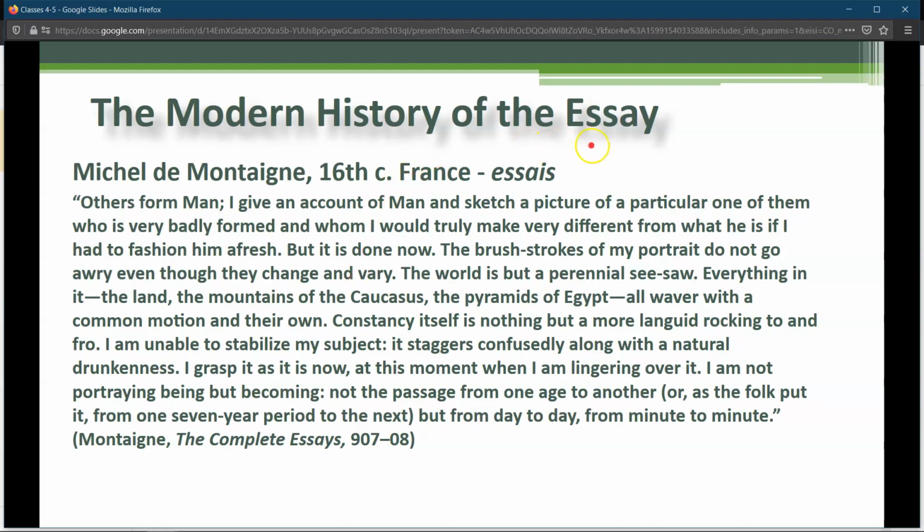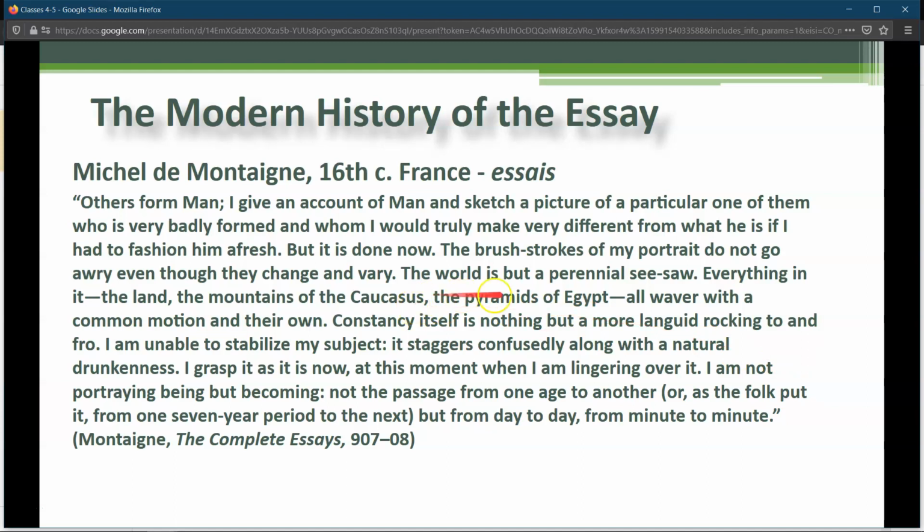So the modern history of the essay. According to Michel de Montaigne back in 16th century France, trying to pinpoint a certain point of view in a piece of writing can be very difficult if you try it from a neutral perspective.